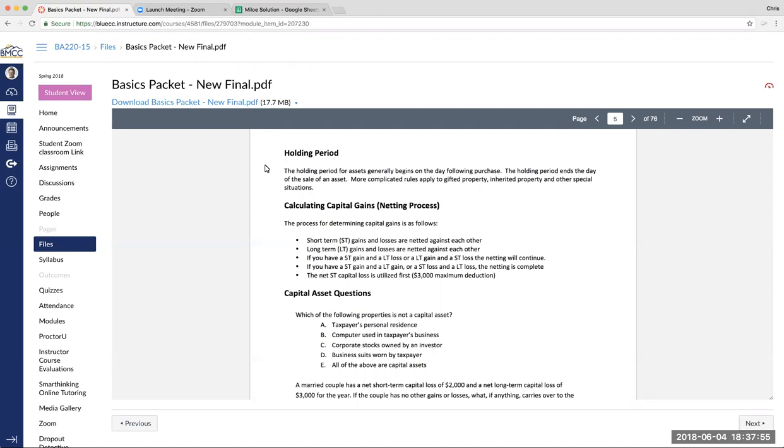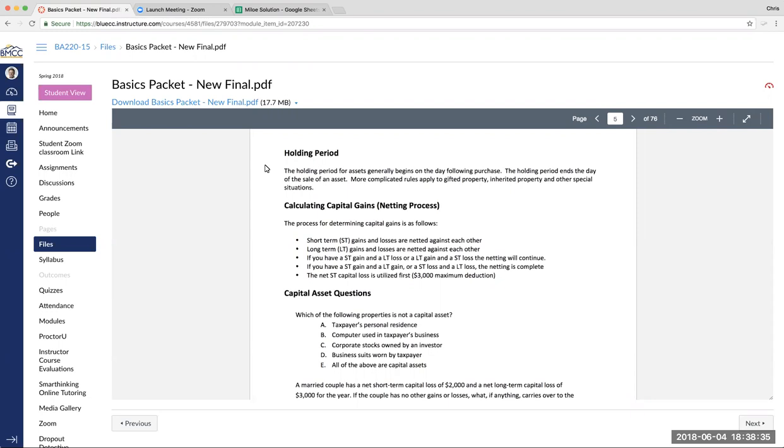So we're going to net the shorts against the shorts, which is the first bullet, and then we're going to net the longs against the longs. So if we have some long-term gains and some long-term losses, we're going to net them against each other. And then when we're done with that first netting process, if the result is a long-term gain and a short-term loss, or a short-term gain and a long-term loss, that is, if the short and the long terms are opposite of each other, then we're going to net them again. If they are the same, then we do not net them against each other.